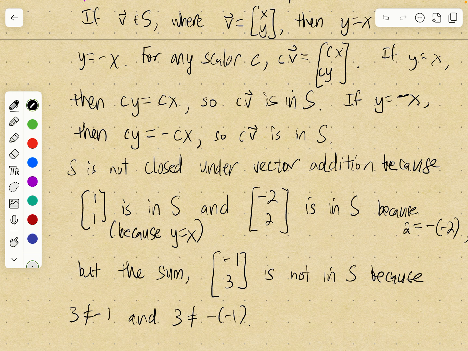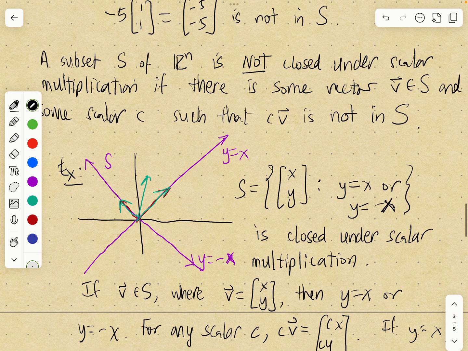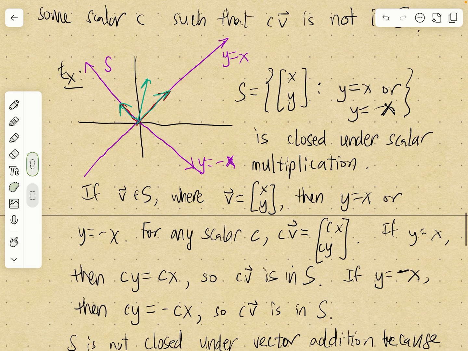So remember, to show that a set is not closed under vector addition, you have to find two vectors that are in S, but whose sum is not in S. Also, I really want to make sure that when you're learning this subject you get used to this notation and understand what it means, right? That's part of the point of this problem, to make sure you learn how to read this mathematical notation.